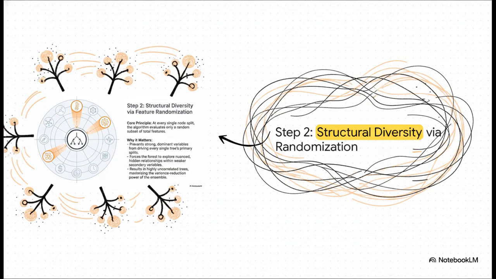Moving on to step 2, feature randomization. This is where it gets incredibly clever. At every single node split, the algorithm evaluates only a random subset of the total features. Why is that a game changer? Well, it actively stops a single, loud, dominant variable from driving every single tree's decisions. It literally forces the forest to dig deep and explore the nuanced, hidden relationships within weaker, secondary variables, which maximizes the variance reduction power of the entire ensemble.